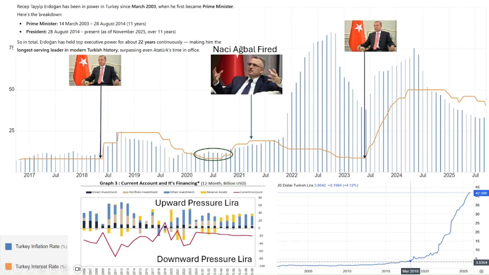And Erdogan actually fired the central banker who was going to defend the Turkish lira against inflation by raising interest rates, and then put a new central banker in who would cut interest rates into inflation. And this spooked markets, which you can see the portfolio investment sell-off as investors left Turkey and went to higher yields in the United States, who was raising interest rates.